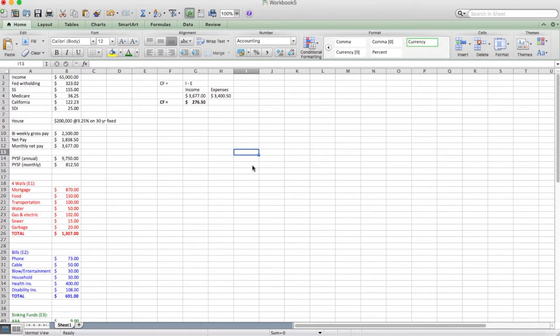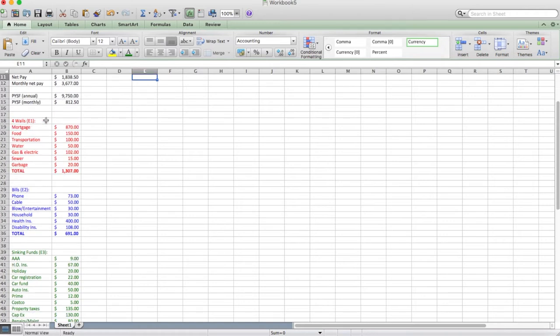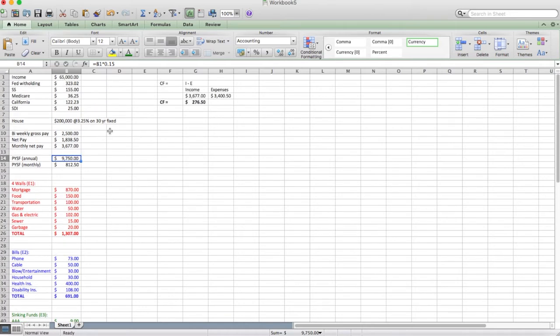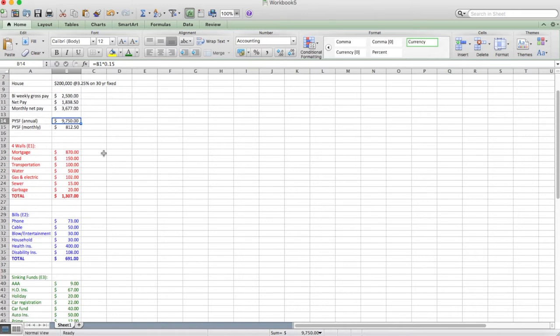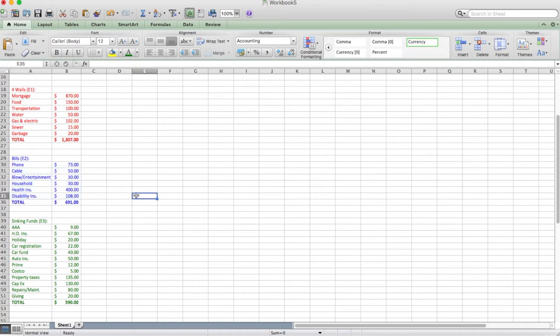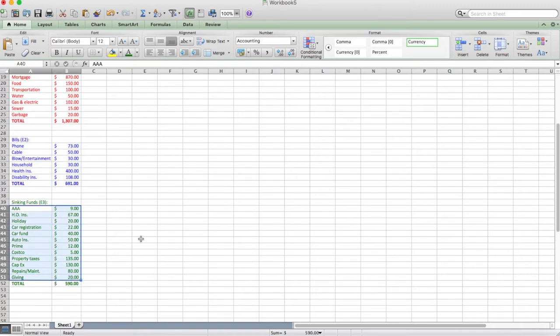So, on a $65,000 annual salary, where we bring home $3,677 per month, living in around a $200,000 mortgage at 3.25% on a 30-year fixed, we've paid ourselves 15% of our gross salary. That's going into retirement. We pay ourselves first. We've taken care of all of our four walls, all of our regular bills, and all of our sinking funds.